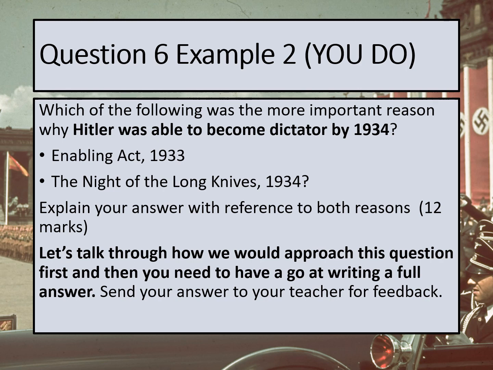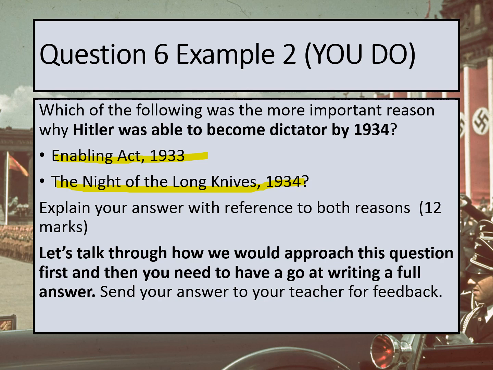The question I'm asking you to do on your own is, which of the following was more important in Hitler becoming a dictator by 1934? The last question was about him controlling his power. This one is about him getting the power. So do you think the Enabling Act of 1933 or the Night of the Long Knives in 1934 was more important in helping Hitler to become a dictator?